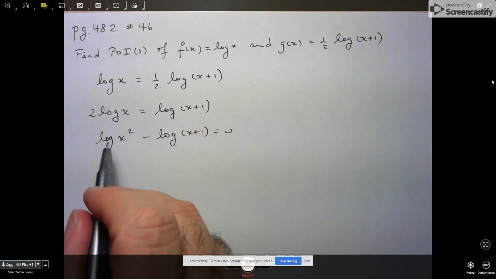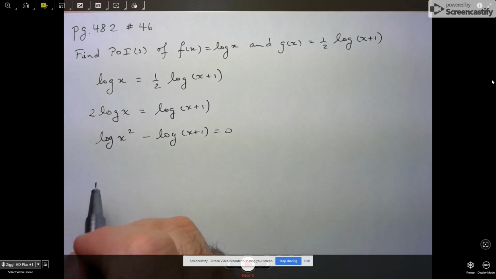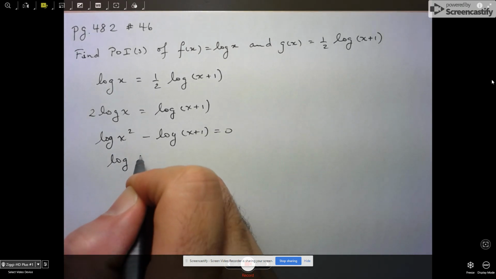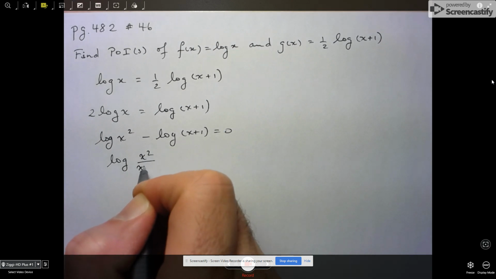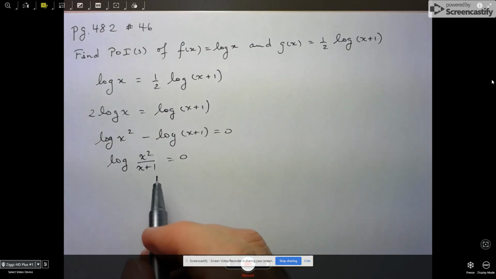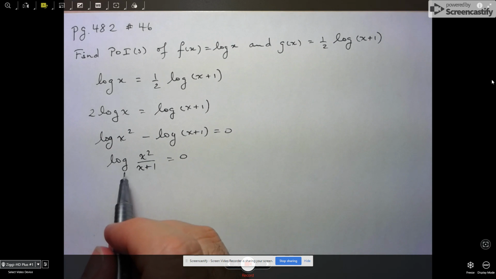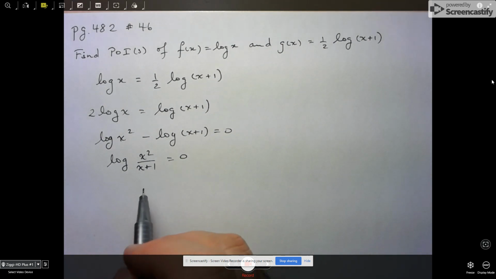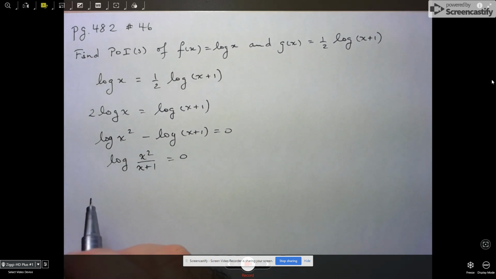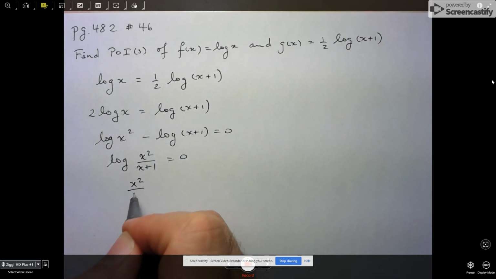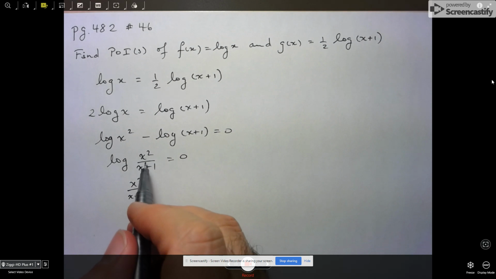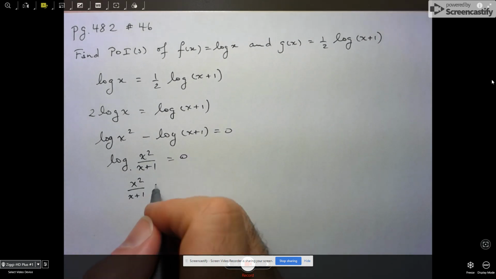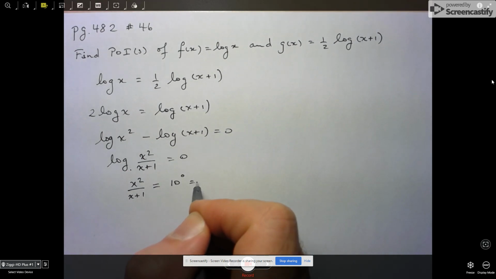And now, because I just have two logarithmic expressions, I can use the second logarithm law to bring these together. So this becomes log of x squared over x plus 1 equals 0. And I have the format that I'm looking for, which is a single logarithmic expression equal to a number. So I'm now going to convert this to exponential form. So we have x squared over x plus 1 equal to the base of 10 to the exponent of 0. So 10 to the 0, which of course is just 1.